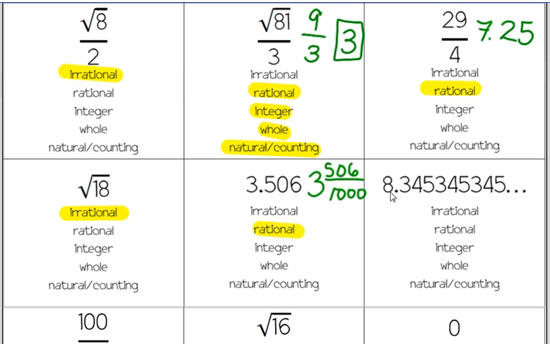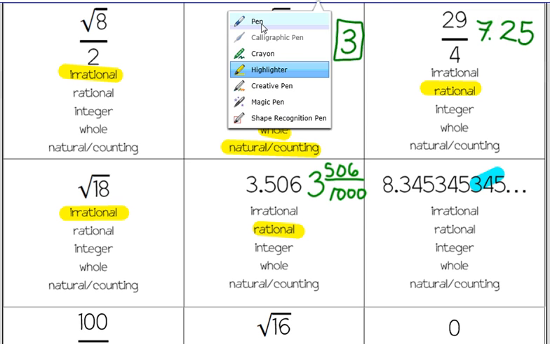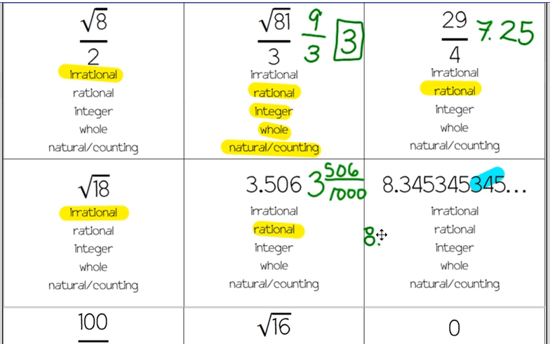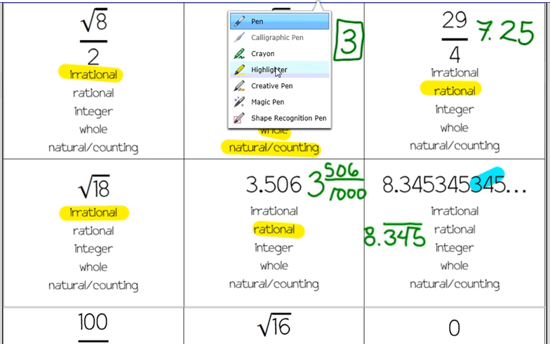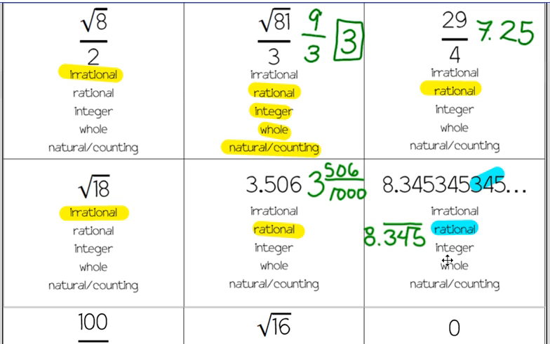Looking at 8.345345345 and so on, it is a decimal that goes on forever, but we can see that there is a pattern. Looking at 345 as our pattern that repeats, we could write that as 8.345 with a line over all those digits. In that case, it would be a rational number. And it cannot be an integer or any of the other categories after that because of the decimal.